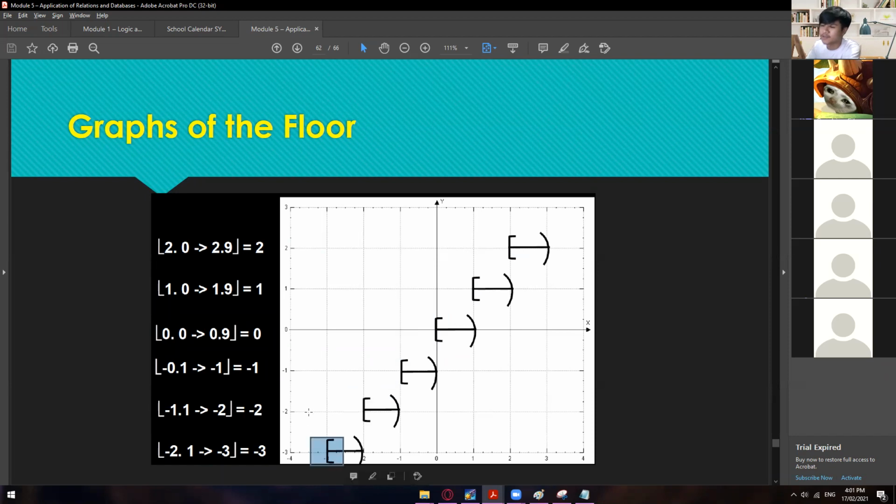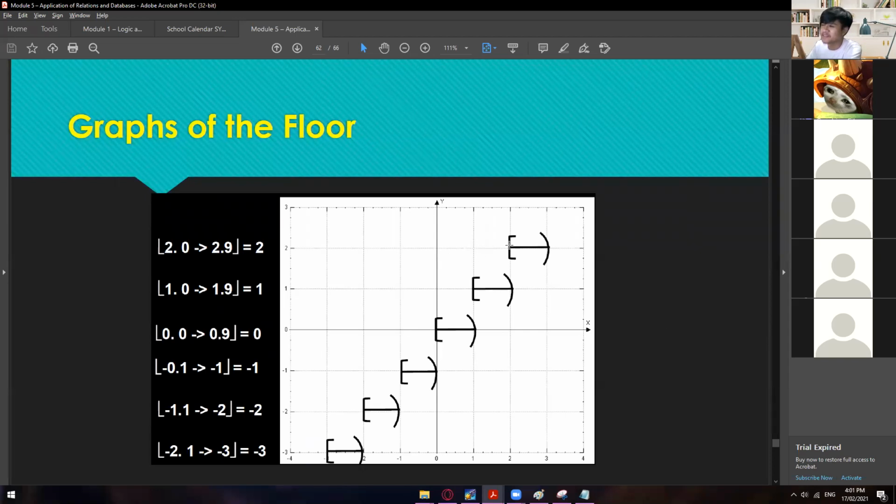All right. So your negative 2.1 will become negative 3. If you're going to plot this one, you're going to plot it right here. This is the diagonal line of this plot. These are their final numbers. So were you guys able to follow this graph with the floor? Yes, sir.